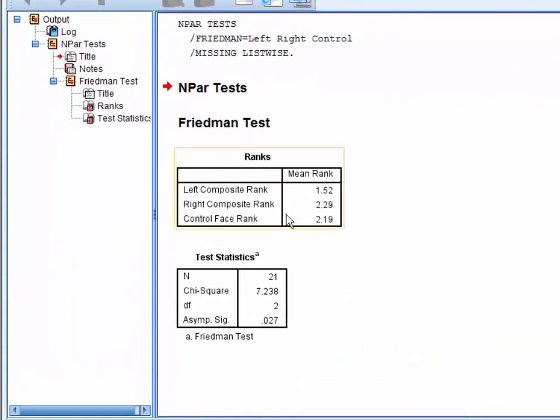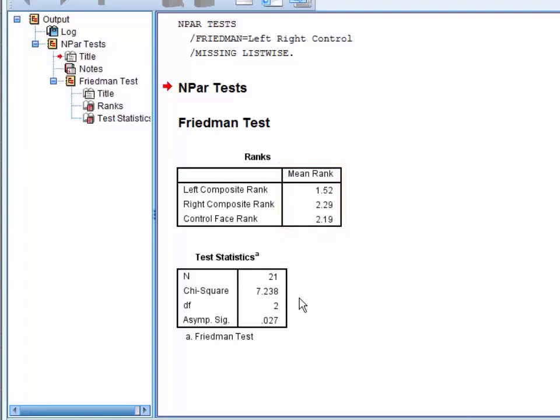First, we have the ranks table here. In a Friedman ANOVA, all cases in the dataset are ranked and ordered, and then the average of these ranks for each condition is calculated. These are the mean ranks given here. We can see that the left composite face was often ranked higher than the right composite and control faces.